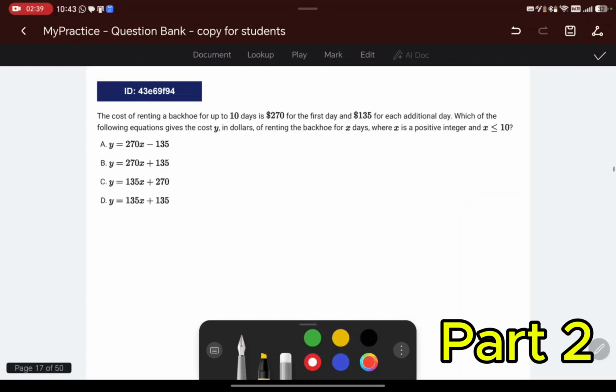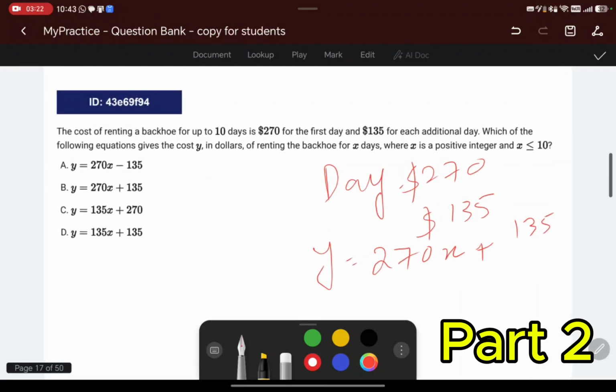It's an SAT question, and in this SAT question you need to check day one. Day one is $270, and you pay only $135 for every day after that. So if we make the equation, y is equal to 270, plus 135 times x minus 1, since the first day will be subtracted.